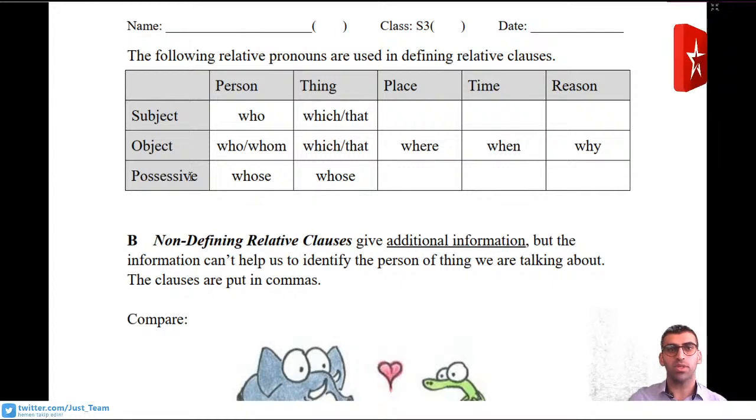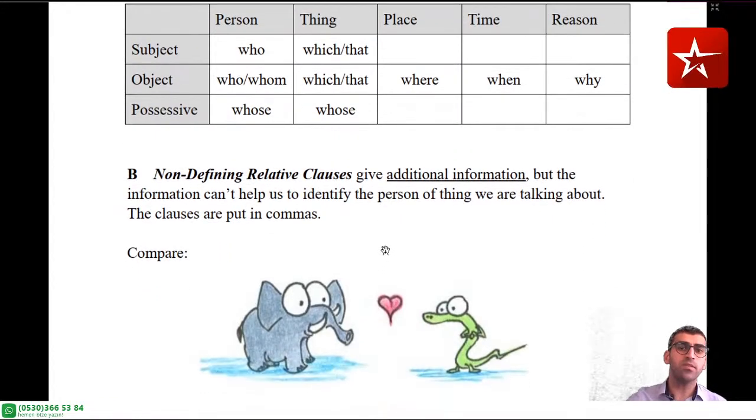For the person, we use who. For subject, we use who and whom for object, and whose for possessive. For the thing, we use which and that for subject, which and that for object, and whose for possessive. If we are talking about where, like place, we have to use where for all the groups, like subject, object, and possessive. Time, if we are talking about, we have to use when, and reason, why. So I will show you some examples related to these defining relative clauses in the rest of the lesson.